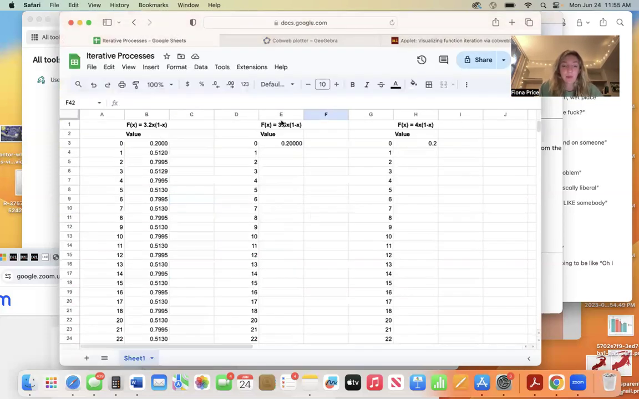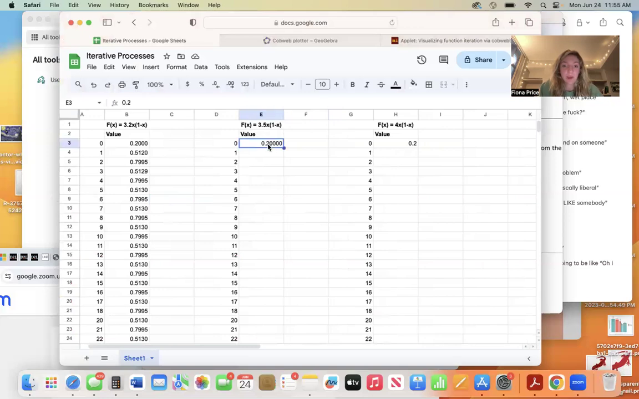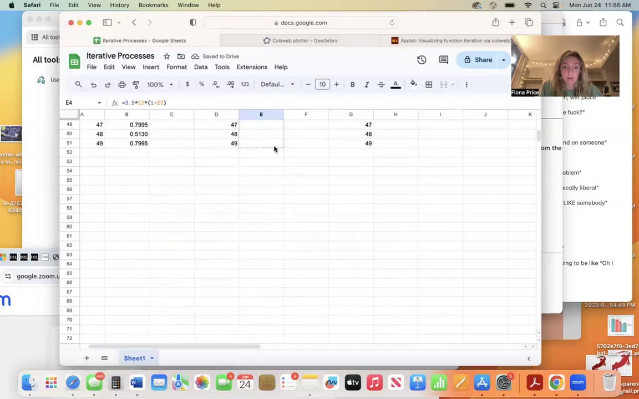So now let's do problem 20. Here, again, our x sub 0 is 0.2, but this time our r is 3.5. But otherwise, we're going to do the same thing. We're going to do 3.5 times our x sub 0 times 1 minus our x sub 0. And now we're just going to drag this.